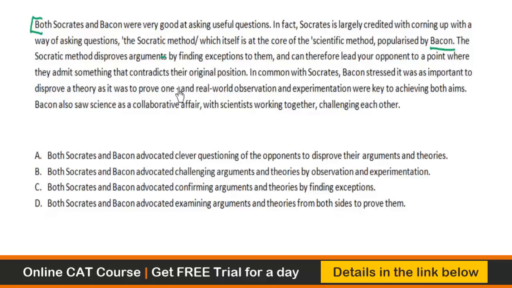The Socratic method disproves the arguments by finding exceptions to them, and can therefore lead your opponent to a point where they admit something that contradicts their original position. In common with Socrates, Bacon stressed it was as important to disprove a theory as it was to prove one. So basically, Bacon goes a step ahead and says it was important to disprove a theory as it was to prove one. And real world observation and experimentation were key to achieving both aims.